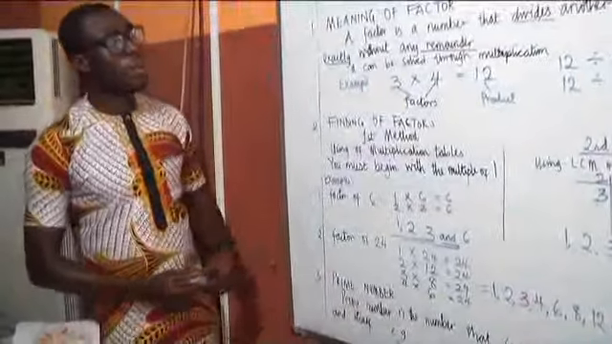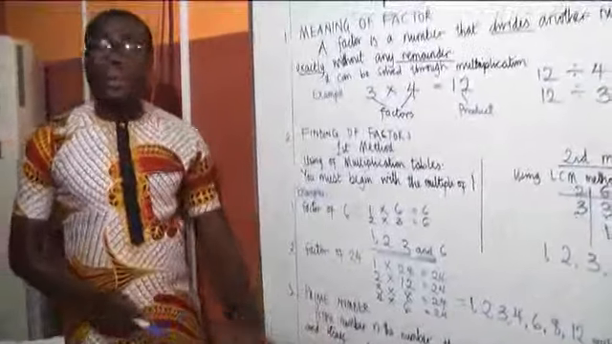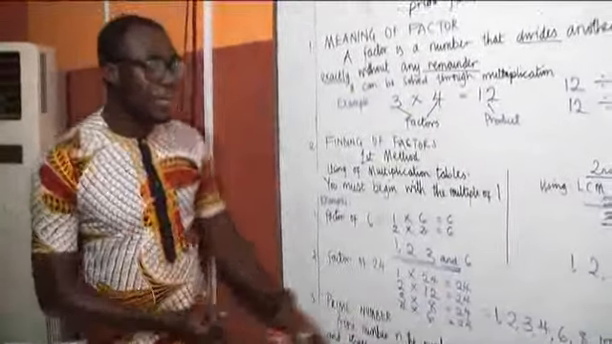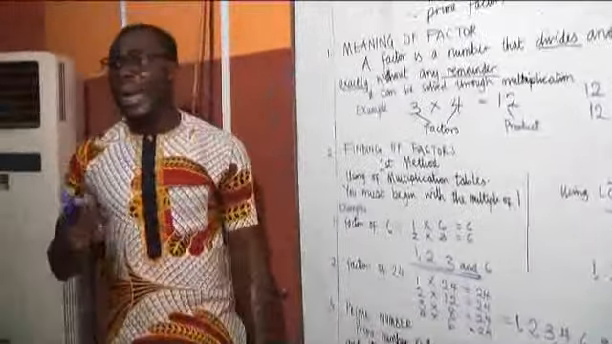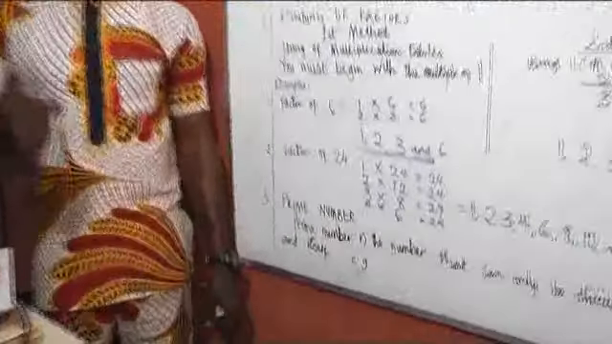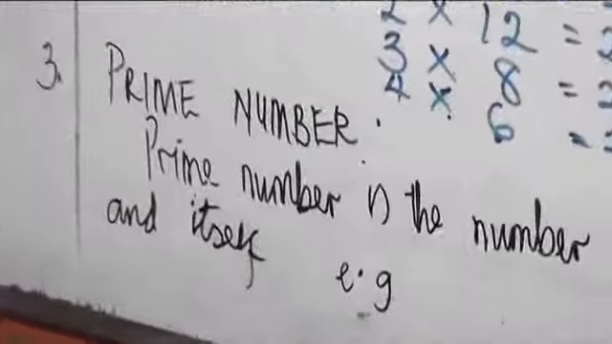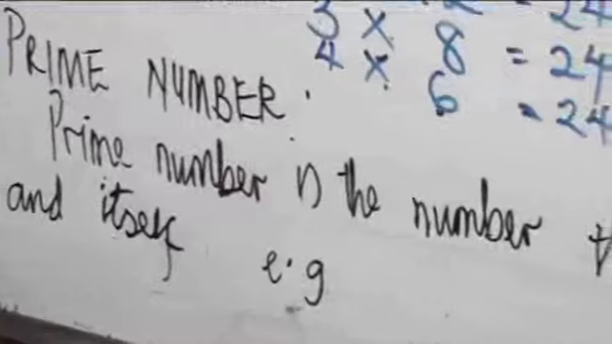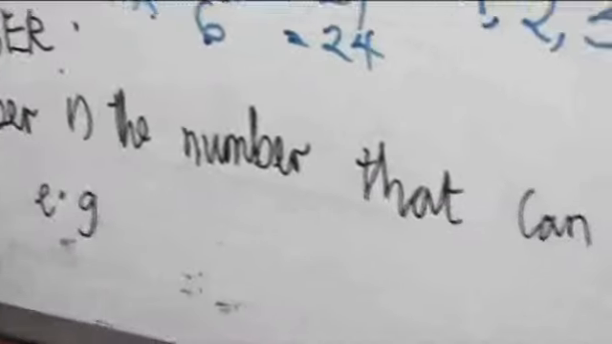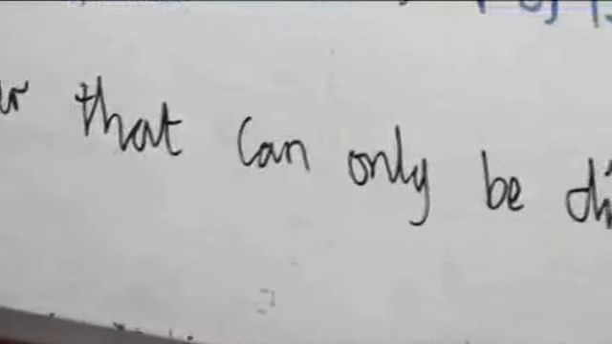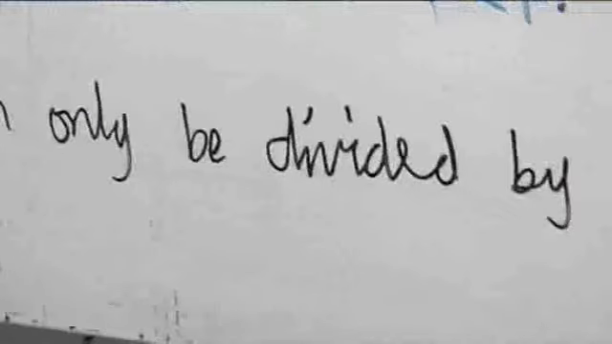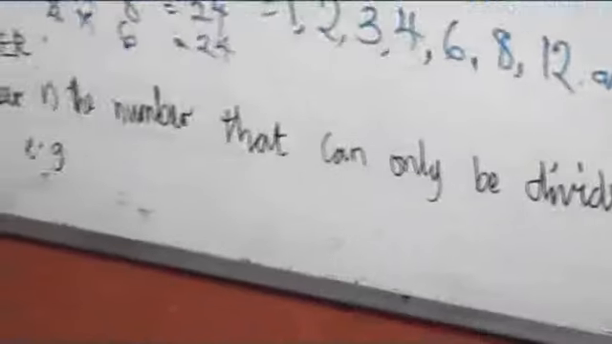Alright, now let's move to the third one, which is prime number. Now, what is prime number? Prime number is the number that can only be divided by 1 and itself. This we've known in primary 3 also, and also we've been taught in primary 2. Prime number are any number that can only be divided by 1 and its own self.